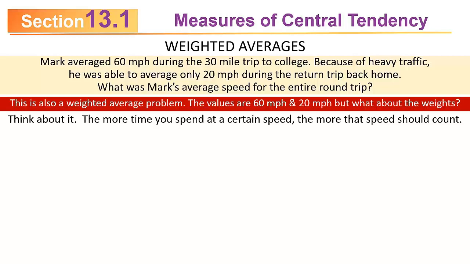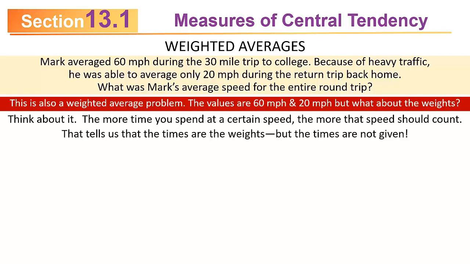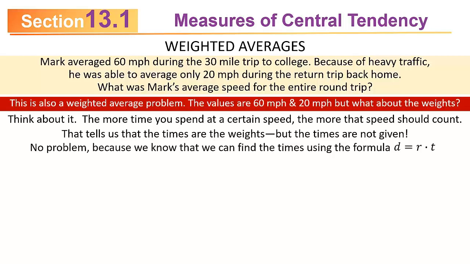Having said all that, what it amounts to is that the values are the MPHs, the miles per hour, but the weights are the times. The problem is the times aren't actually given. That's not that big of a problem because we know from algebra that we can figure the times because we know the distance and the rate by using the formula distance equals rate times time. So just look at it.